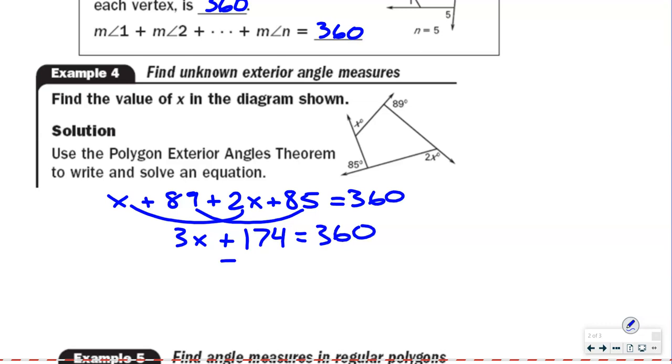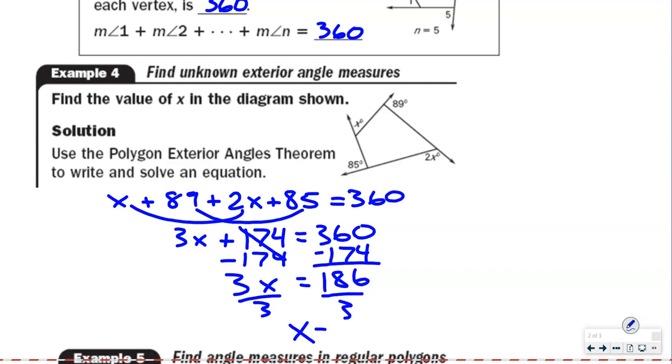I can subtract 174 to the other side. So 3x equals 186. And then divide by 3 on both sides to get x by itself. And x equals 62. So then if x equals 62, I know that angle up there is 62, and then 2 times 62, this angle would have to be 124. I was able to find my unknown angle measures.